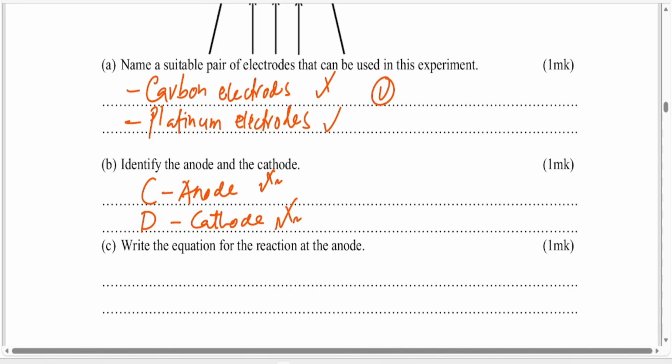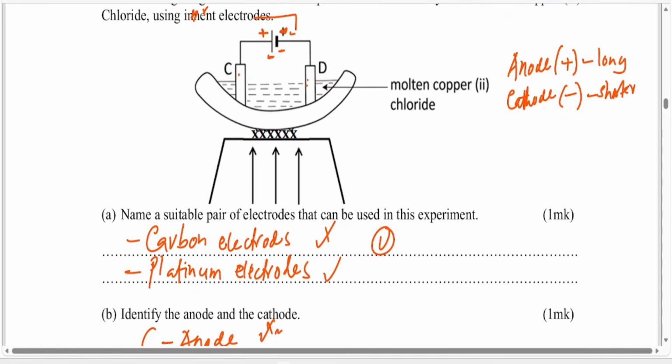Part C of this question: write the equation for the reaction at the anode. We need to understand that at the anode, learners, this is where oxidation takes place. We need to understand that we were given molten copper 2 chloride. Molten, when it is subjected to electric current, it dissociates and discharges copper 2 ions.